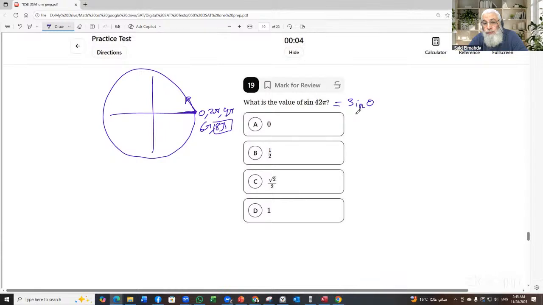And sine 0, this is y here. Y here is 0. So sine 0 is 0.